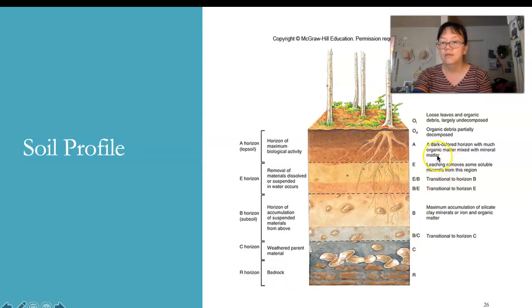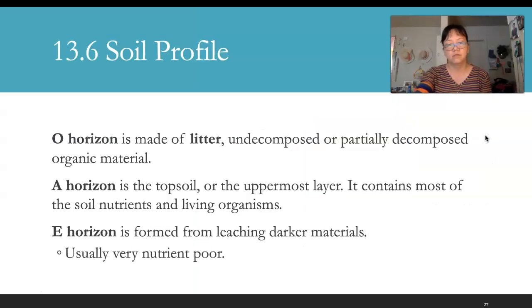There's one thing I want to mention, which is this O layer. It's a layer of organic matter: loose leaves and organic debris, partially decomposed. So this is where the nutrients come from. Some soils have O layers, some do not. The O horizon is made of litter, undecomposed or partially decomposed organic material. I'm repeating here because those are important for your understanding.